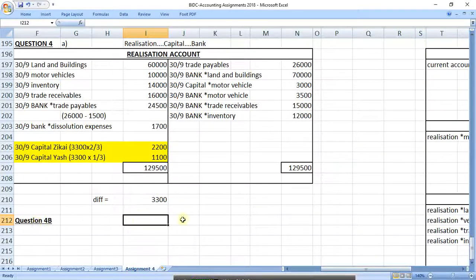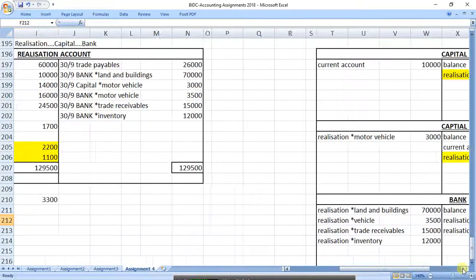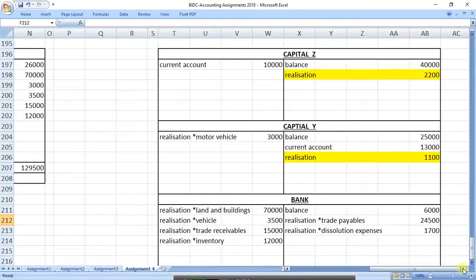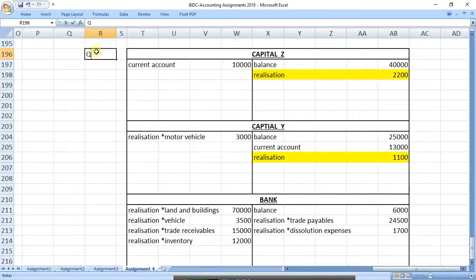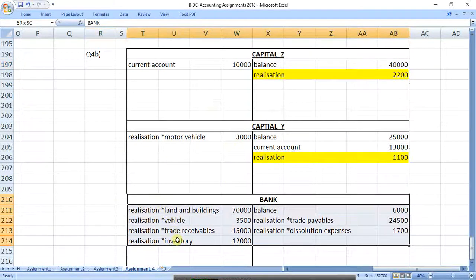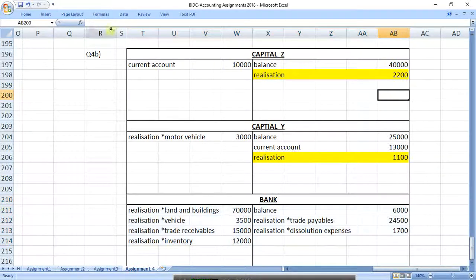Question 4B, I'm going to delete this and show it here. There's question 4B. They've said calculate the amount due to each partner when the bank account is closed on dissolution. So this account must be closed on dissolution. We need to look at their capital balances and see how much they're getting paid out. So that's all these T accounts as well? Yes.